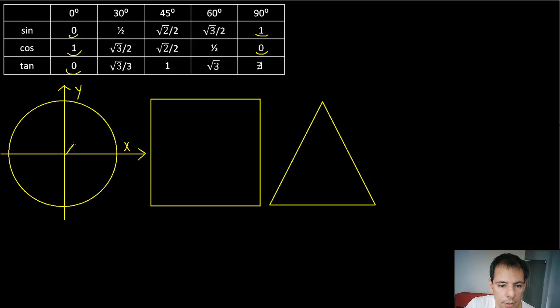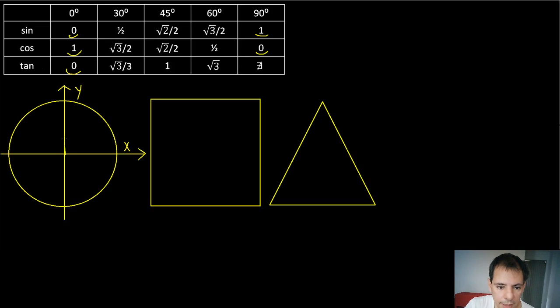All you got to do is think about the horizontal distance is going to be the cosine and the vertical distance is going to be the sine. So if you have 0 degrees, you got a horizontal distance of 1. That's why the cosine of 0 is 1. You got a vertical distance of 0. That's why the sine of 0 is 0. Okay, and the tangent is just the sine divided by the cosine.